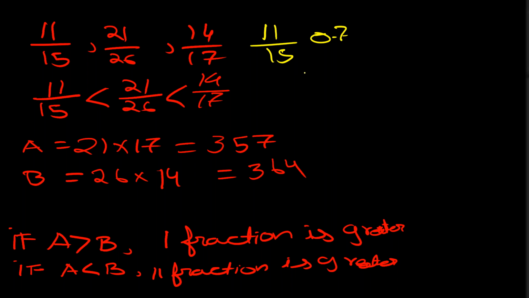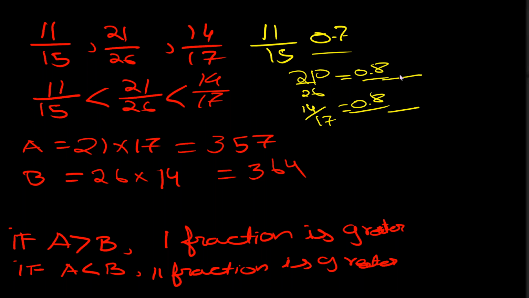And if I divide 21 by 26, 210, so 8 times, I'll be getting 0.8. Then the next number is 14 divided by 17, which is 140, and 17 goes 8 times, so again I'll be getting 0.8. See, here this is 0.7, here it is 0.8, and here it is 0.8. Definitely the upcoming digit will be different, but when I'm dividing, it is a little bit hard to calculate.